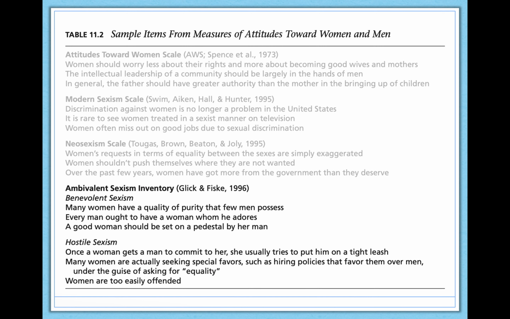And then we have hostile sexism, and you're going to see a very qualitatively different style, different aura here. "Women are too easily offended." "Once a woman gets a man to commit to her, she usually tries to put him on a tight leash," right? Much more hostile and negative, as you can hopefully see.